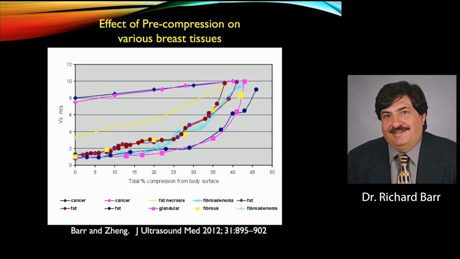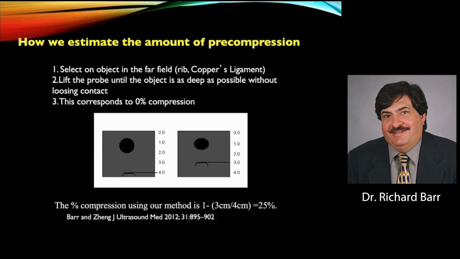But you'll notice that the cancers are very stiff to begin with, and even if you apply pressure, they become stiffer. The benign lesions actually increase in stiffness much more than the cancers do, and you'll notice if we get to the part about 35 or 40% compression, the stiffness of even fat is the same as a cancer. So we always want to do our imaging down in that 0 to 5% range so that you're applying very little pressure. And we'll talk about how to do that right now.